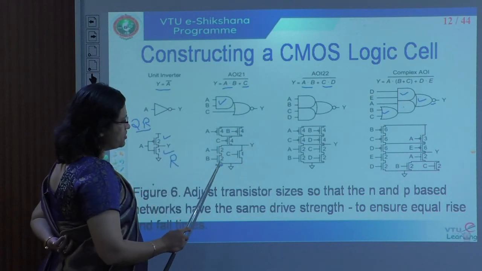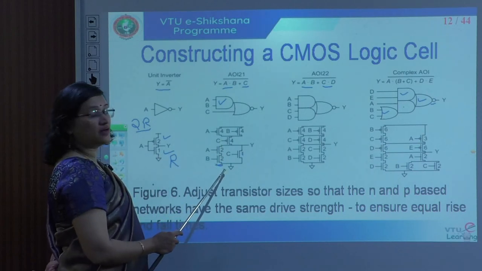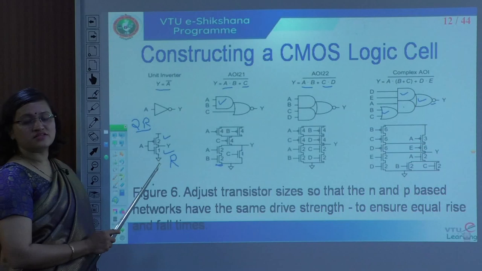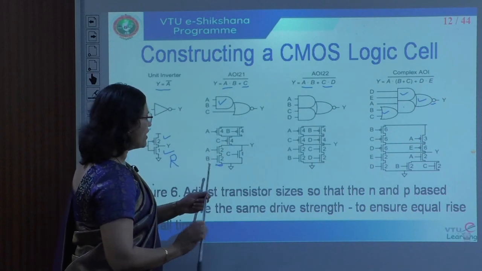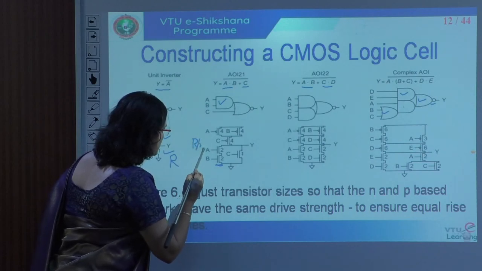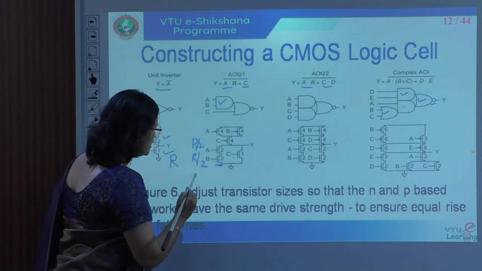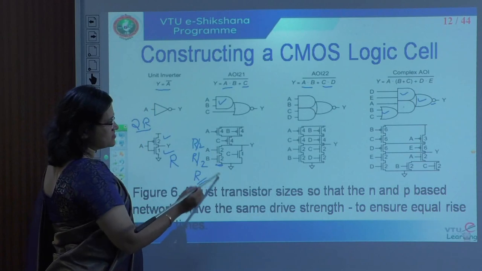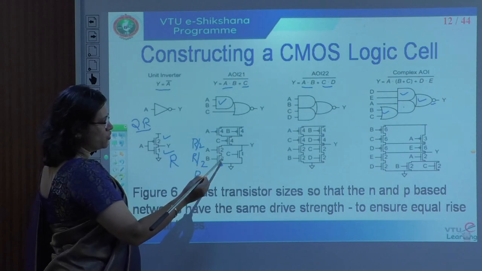Now you can see the size of the transistors. Since the two transistors are in series here, we have taken the width of the NMOS transistor as 2. But I have already said the width of the NMOS transistor should be 1. But see, when we double the width we are reducing the resistance. So two transistors in series internally become R by 2 and R by 2. If you add R by 2 and R by 2, finally you get the resistance as R itself. So when there are two series transistors, you have to double the width, that is, you get 2 and 2.